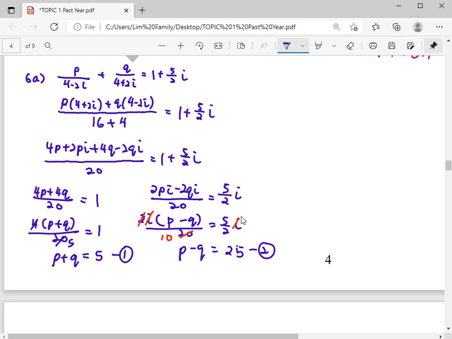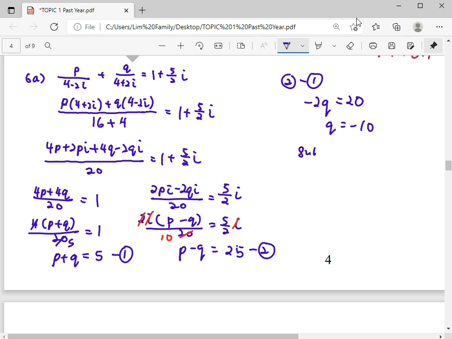After we get these two equations, we can solve the simultaneous. So our equation here, simply p plus q. Here p minus q. So we have same p here. Means that I can take number 2 minus number 1. So when this p minus this p, we can eliminate. Then negative q minus this q, negative become negative 2q. Then 25 minus 5, we get 20. So first of all, we get the q first. It is equals to negative 10.